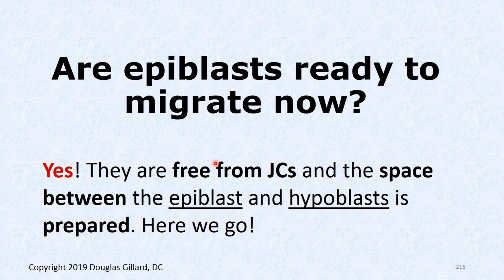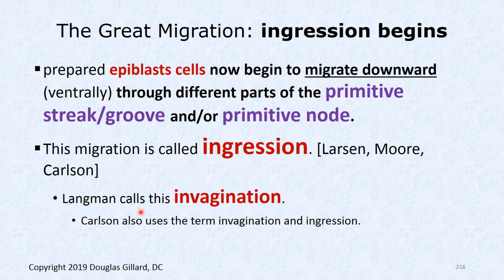Now they're ready. So are the epiblasts ready to migrate now? Yes, they absolutely are. They're free of junctional complexes, and they're slippery. And the space has been made slippery. So we're ready to go. Exciting, isn't it? So the great migration: our epiblast cells are going to slip down through the primitive streak and be programmed to go somewhere. That is called ingression.